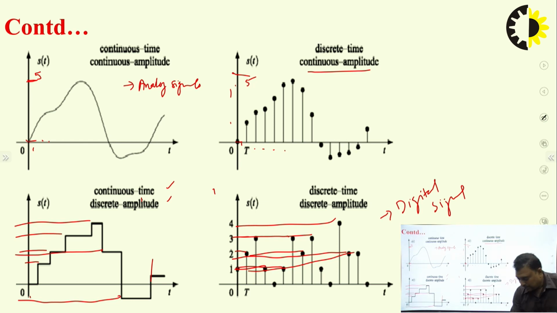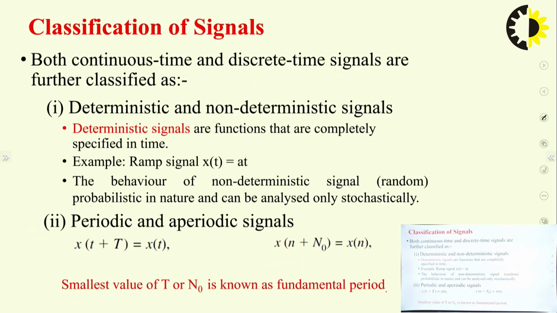Now we come to the classification of signals. We will take both signals at the same time, continuous time signal and discrete time signal, because the classification is the same for both types. The first type of classification is deterministic and non-deterministic signals.